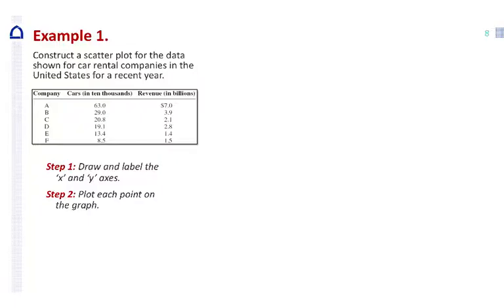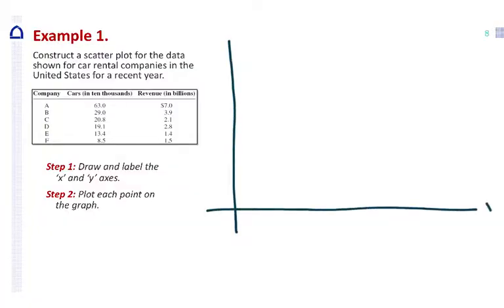So it's asking us to draw a scatter plot. So the very first thing we should do to draw a scatter plot is to make axes X and Y, and decide what goes on the X, what goes on the Y. So the independent variable goes on the X, the one that comes first. In this case, that would be the number of cars that were rented, and the dependent variable would be Y, the revenue, the money they collected from that business.